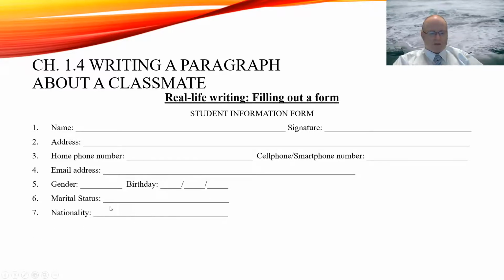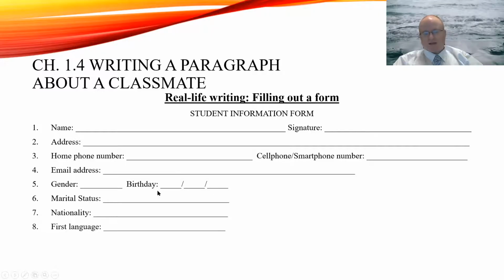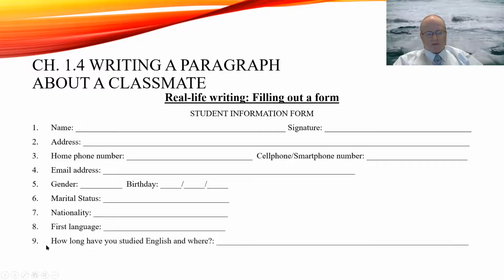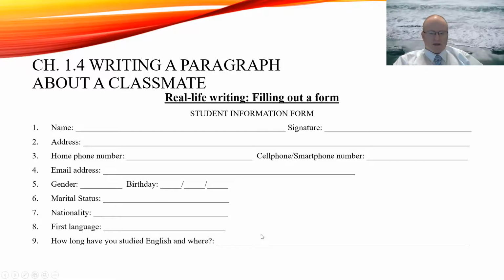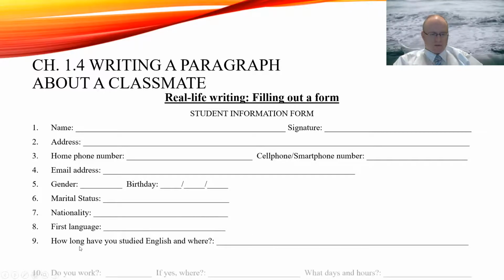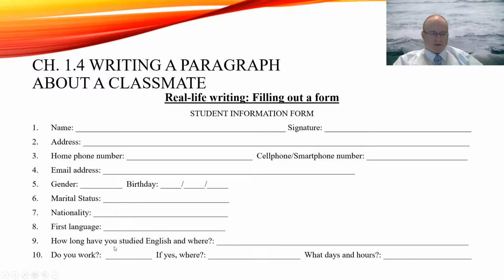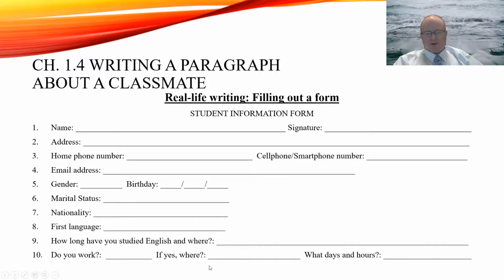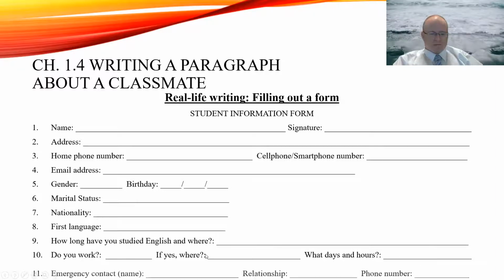Nationality, for example, I might write American, or United States. First language, I'd put English here, for example. How long have you studied English and where? You could list the schools and how many years you've studied the language. Do you work? Yes or no. If yes, where? You could say the company name or the type of job. What days and hours.